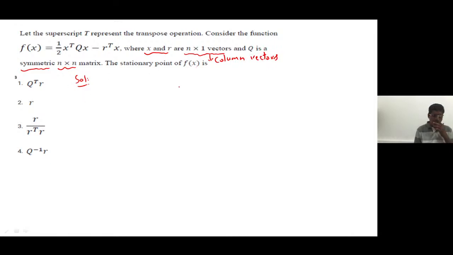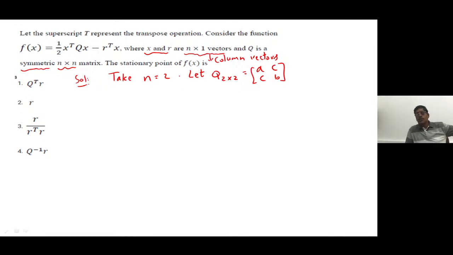The stationary point of f of x is this. Generally the n cross n case takes more time. Let us take a particular case, that is n is equal to 2. The same is true for 3 cross 3, 4 cross 4, etc. Take n is equal to 2. Let that 2 by 2 matrix Q be the 4 elements A, C, C, B. Why should I take it like this? Because of symmetry. Q matrix is called symmetric, meaning Q transpose is equal to Q.